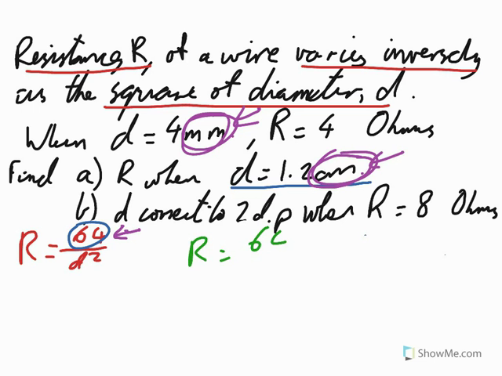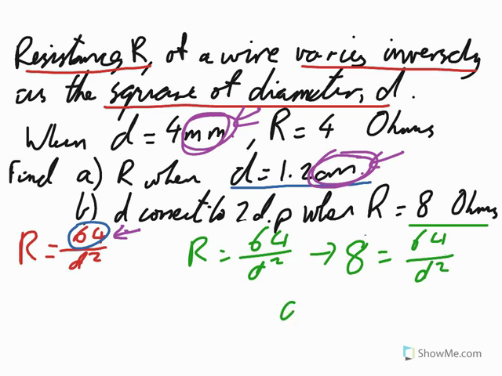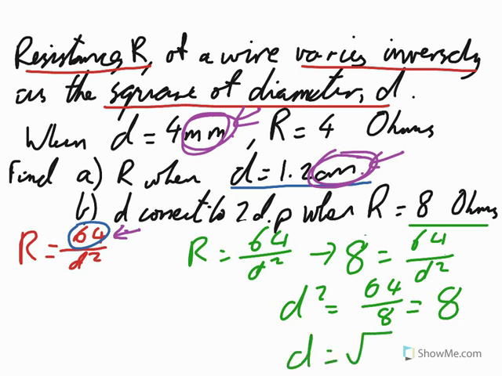In part C, R equals 64 over D squared. But of course, we're told the resistance here is 8 ohms. So 8 equals 64 over D squared. Quick bit of rearrangement, we get that D squared would be 64 on 8, which would be 8, I believe. And so D we'd get by square rooting 8.